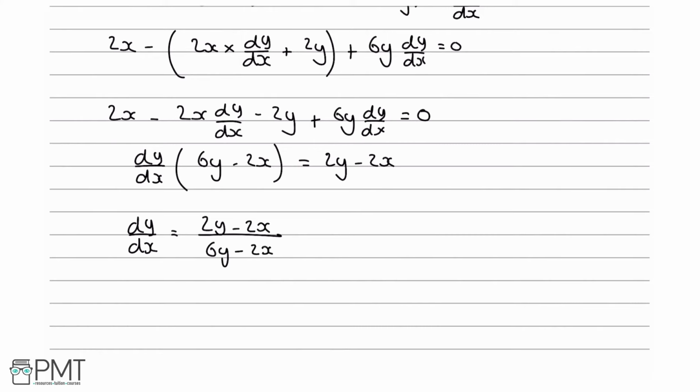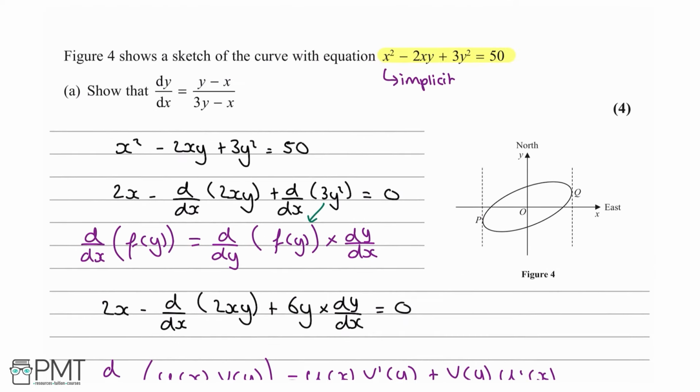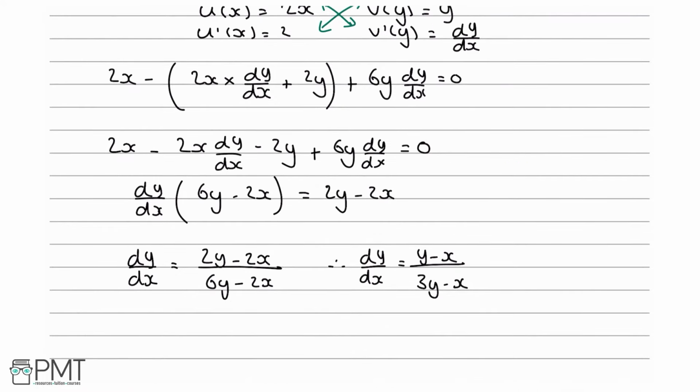Now notice we can divide everything by 2 to simplify it. So we say therefore dy by dx equals y minus x over 3y minus x. And we just check our final form. So it was y minus x over 3y minus x, and we have y minus x over 3y minus x. So that's all good, and we can write as required, like that. And then we are done with our question.